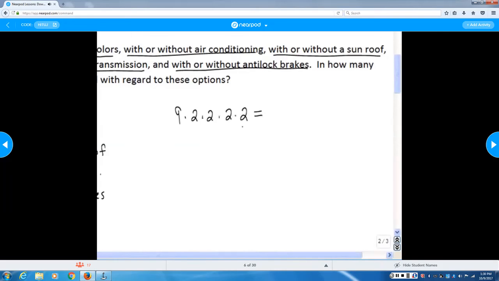Now, according to the order of operations, I can just work left to right. 18 times 2 times 2 times 2, 36 times 2 times 2, 72 times 2 is 144. So there are 144 different ways to order this car with the options that are available.